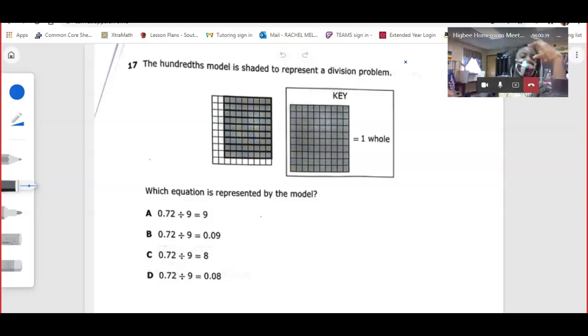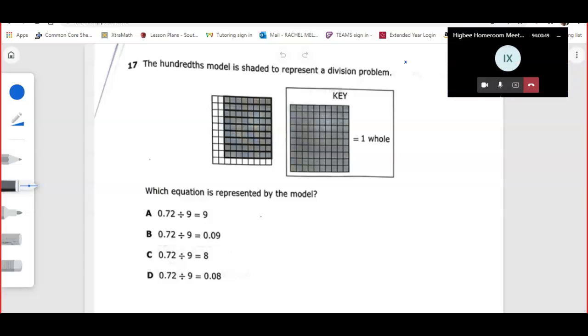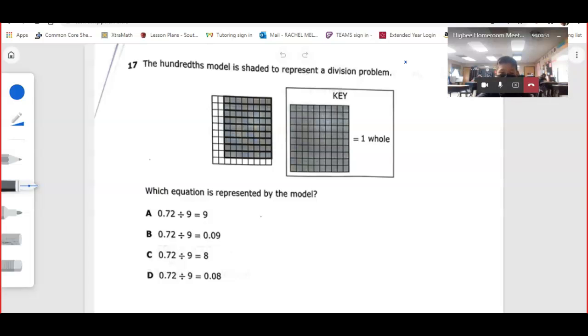You forgot? You don't know how to say it? Brandon, what does a key mean? It's like how much it actually is. Like, if there's 1 square, it might equal like 2 squares. Okay. So it's very important information, right? Okay, so that key is telling me that 1 whole is 100 squares, right? All right, but it's not asking us about a whole, is it?